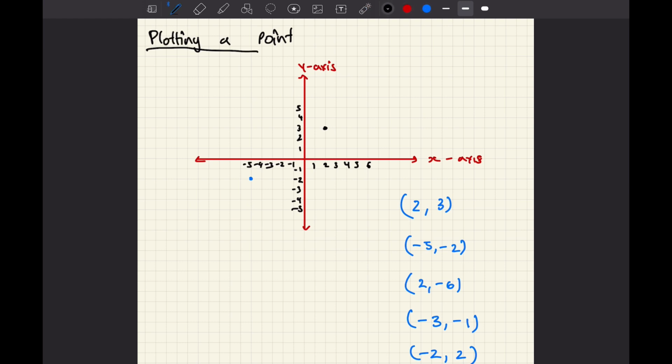So (2, -6). So where is 2 on the x-axis? Right there. Where is -6? Down here. So you plot our point (2, -6). What about (-3, -1)? -3 along the x-axis, -1 on the y-axis, so our point is over there. What about (-2, 2)? We go -2, then we go up along the y-axis to find 2, then we plot (-2, 2).